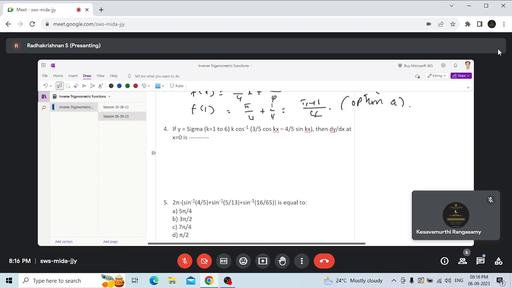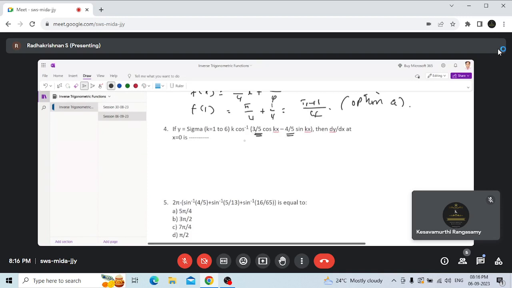Sir, take 1 by 5 common and substitute the cos 3x identity, sir? You can. But it will come as cos inverse of 3 into something. Okay, but that won't help actually, because I'll tell you how. 3 by 5 and 4 by 5, when you see, something should strike you, right? This looks like some sin theta cos theta in a triangle 3 4 5, right? So that is the clue here.